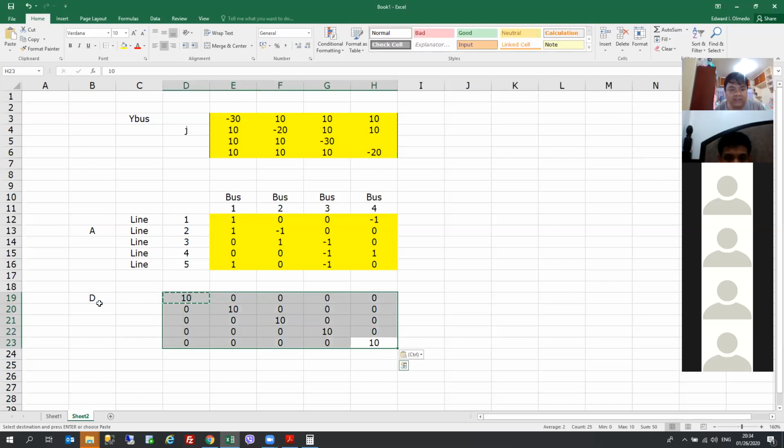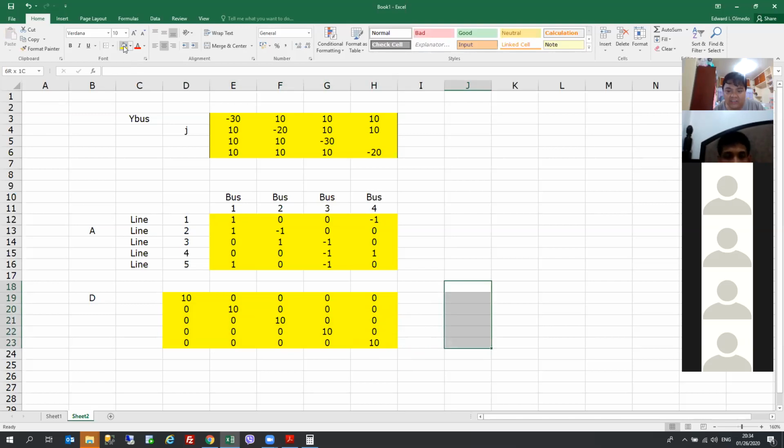So this is your D matrix. Again, read again what I did earlier. Again, this is recorded. The use of Excel for matrices. I'll just get the product of D times the A matrix. D is 5 by 5, but your A is 5 by 4. So we will get a 5 by 4 output.